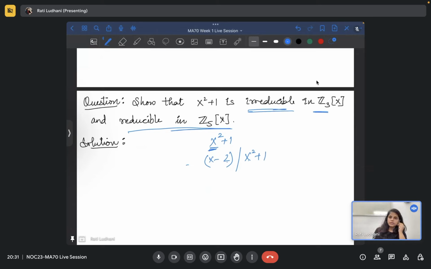So if it is irreducible in Zp[x], you cannot say that it is irreducible in Zq[x] for some other prime q. This does not carry over for different primes. But if you can prove it for any one of the rings Zp, then you can say that it is irreducible in Z[x]. That is the upshot of these questions. Is that clear?